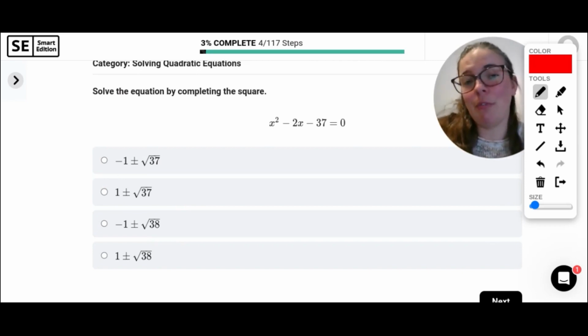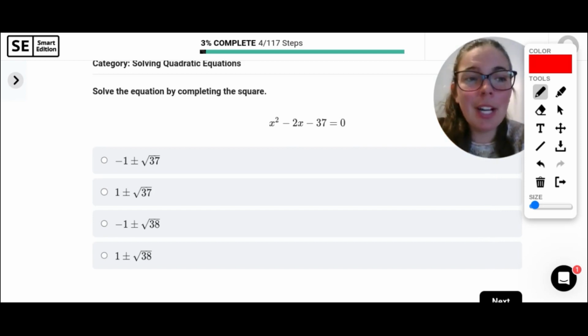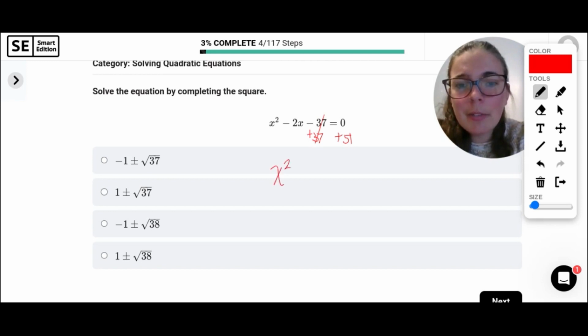Maybe you want to use quadratic formula or something like that. So that is something to consider. Because it says completing the square, let's just practice that. So first thing I do when I have to solve by completing the square is I move the constant over. So x squared minus 2x equals 37.